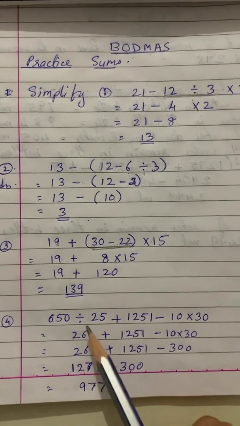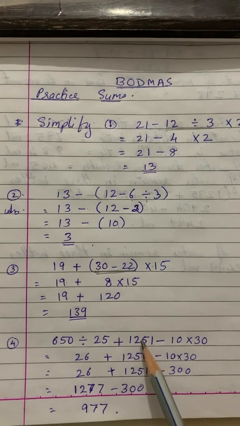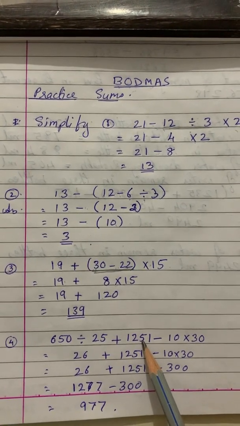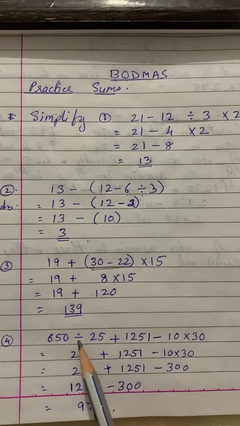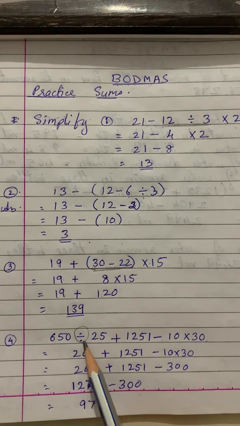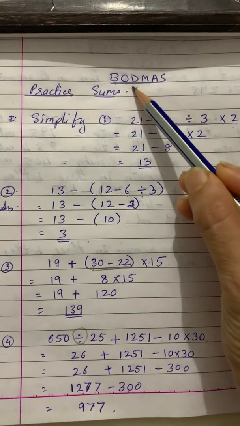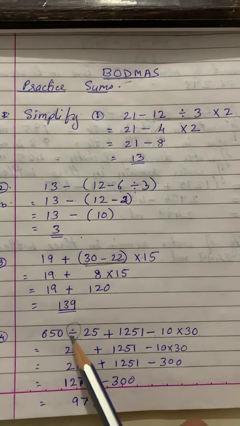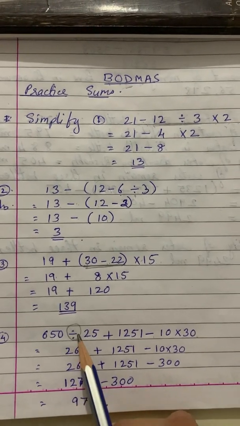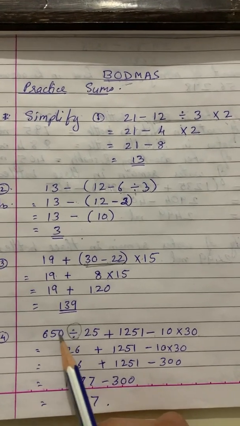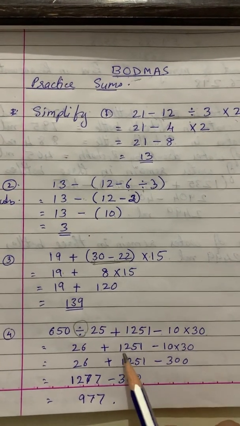Next, one more example. Here 650 divided by 25 plus 1251 minus 10 into 30. Now in this expression students, division is here, and if we apply the BODMAS rule, we see division. There is no bracket, there is no order, so we will be solving division. So 650 divided by 25 is 26, and we write the remaining thing as it is.